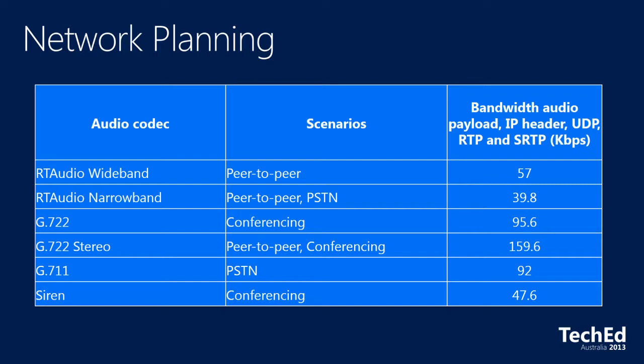And G711 is the industry standard. It's an uncompressed media stream that's your general lowest common denominator, and that's usually what we'll send out to the PSTN world.